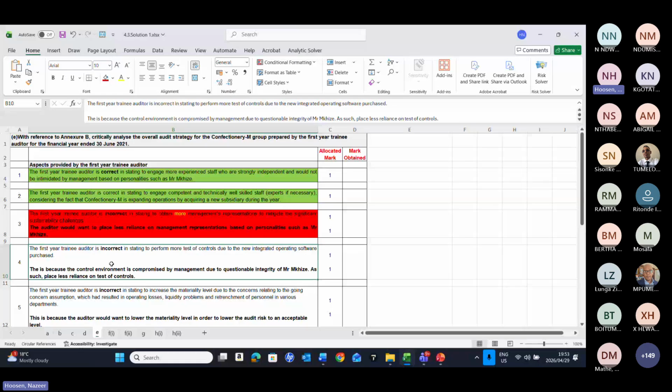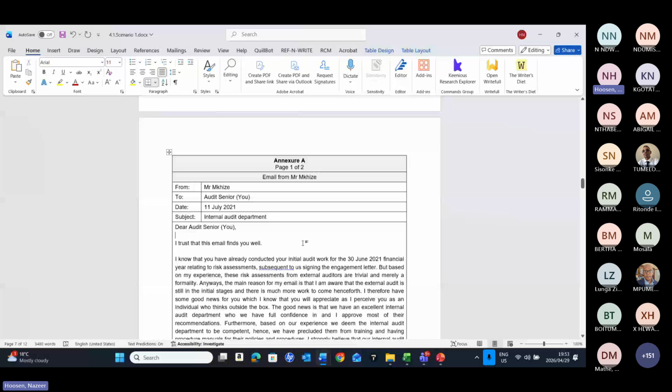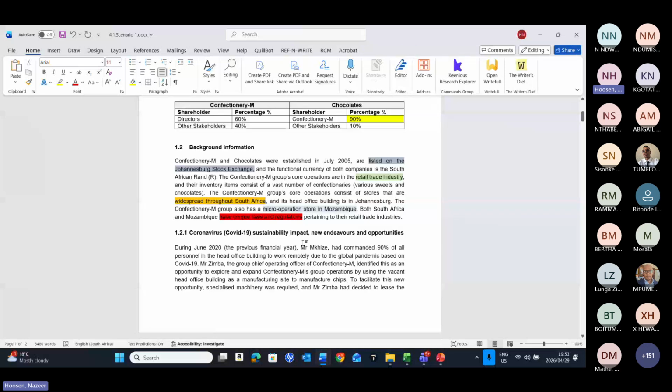Fourth analysis, the first-year trainee auditor is incorrect in stating to perform more test of controls. This is because the control environment is compromised due to the questionable integrity of Mr. Mkize. Remember, we spoke about his integrity in the beginning of the question, when we looked at the background information. And the integrity of management personnel was impaired. And as a result of his impaired integrity, that's why less reliance is placed on controls here. So we're also evaluating the negative.